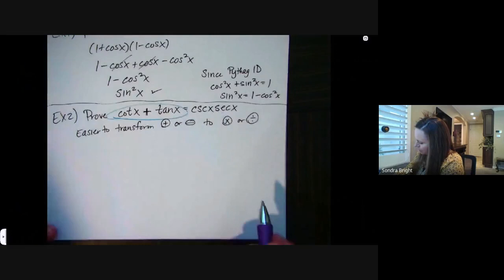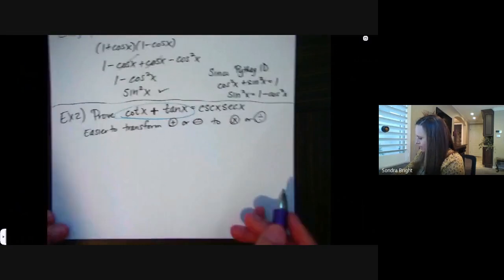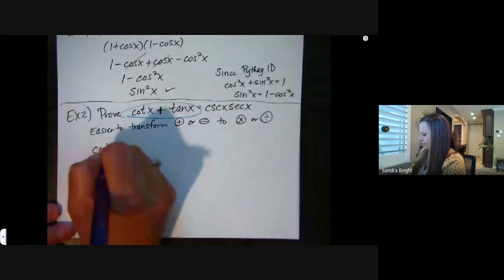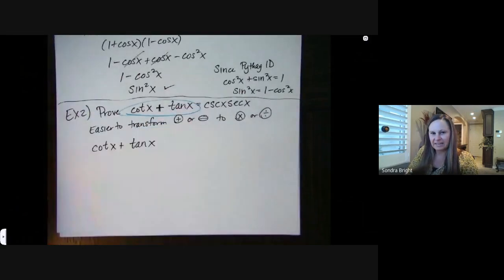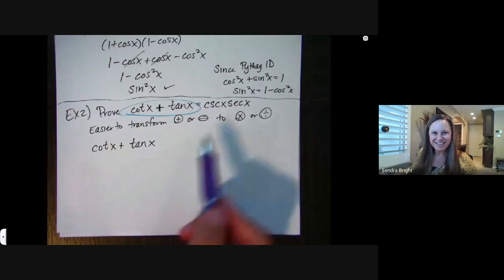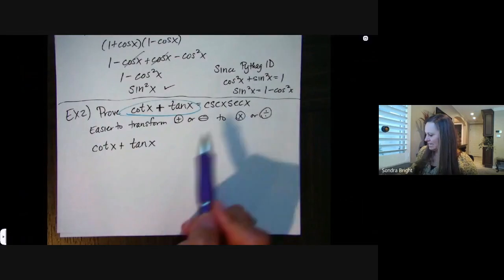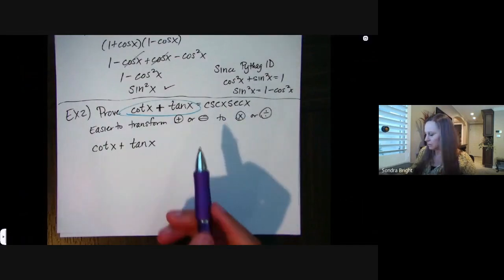So I'm going to start with cotangent of x plus tangent of x. And I look at that and I go, well, how am I supposed to do that? How am I supposed to get this equal to cosecant and secant? It's none of the identities. I didn't have an identity that cotangent plus tangent was equal to anything.